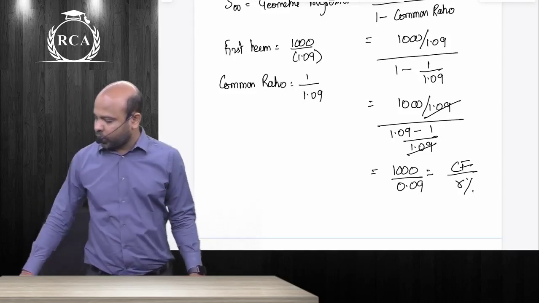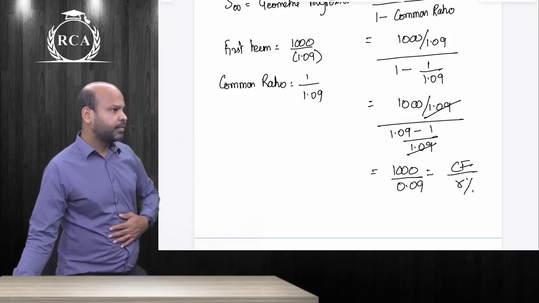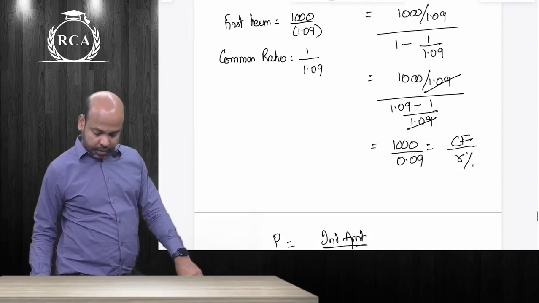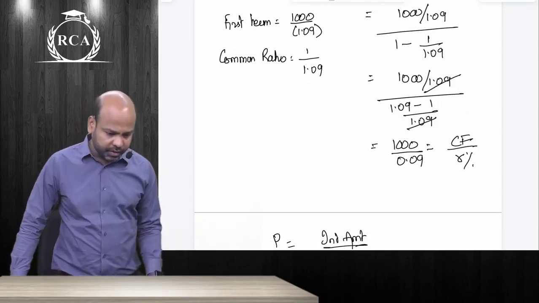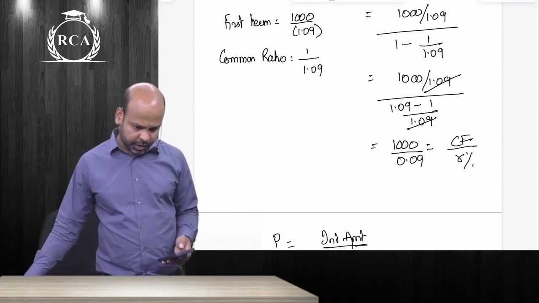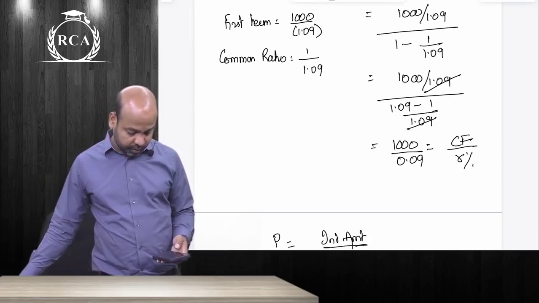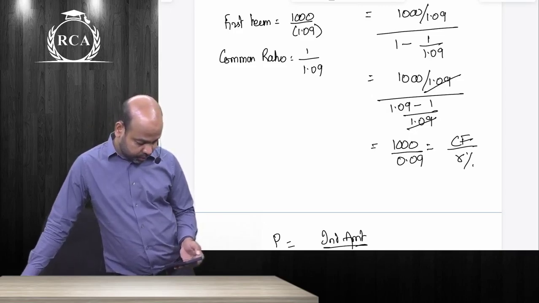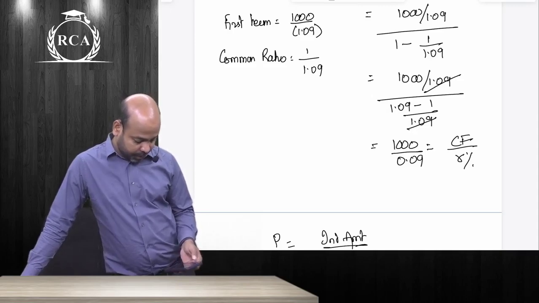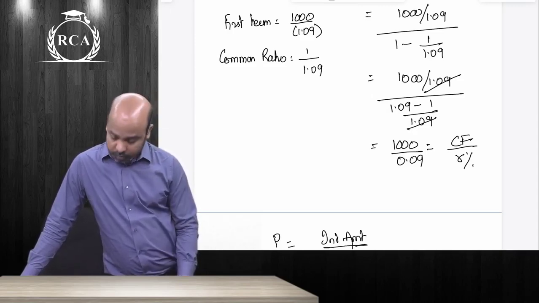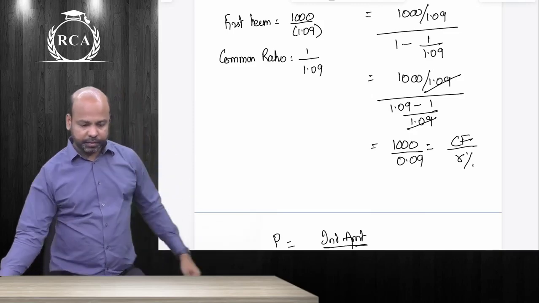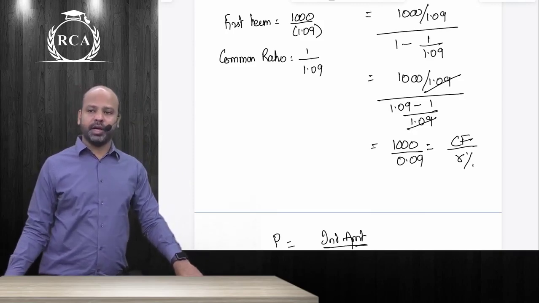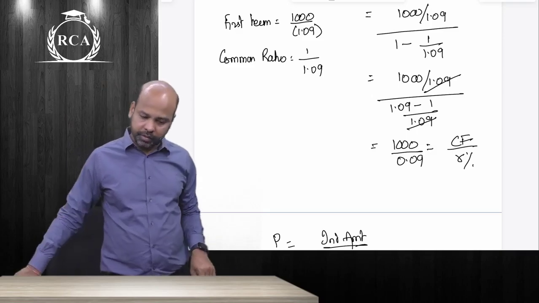An equity share paying constant dividends every year, the present value will be dividend divided by cost of equity, D divided by KE. Present value will be D divided by KE, dividend by cost of equity.